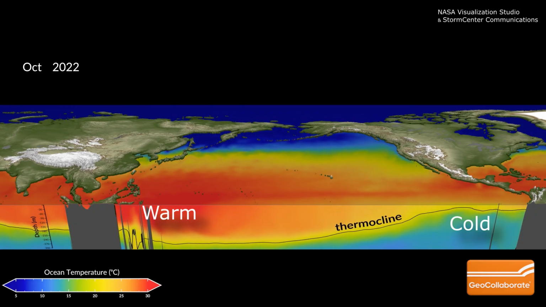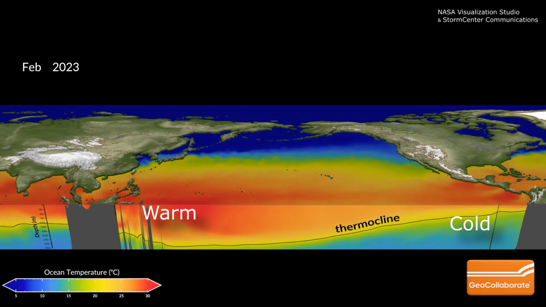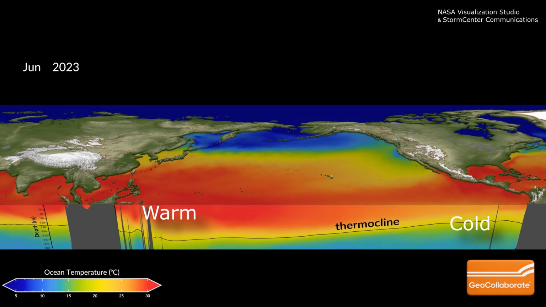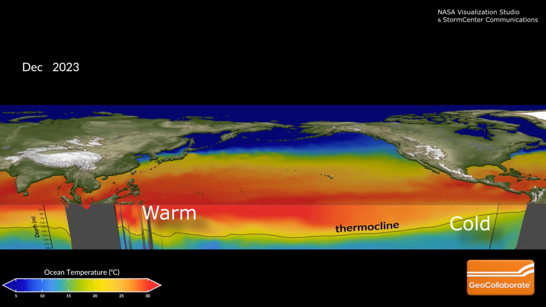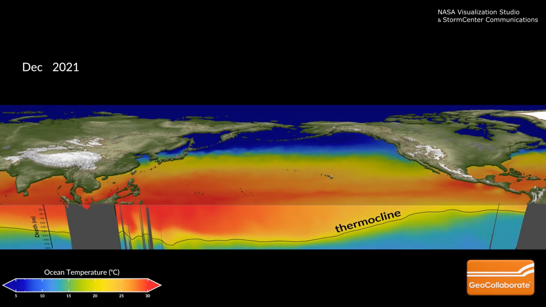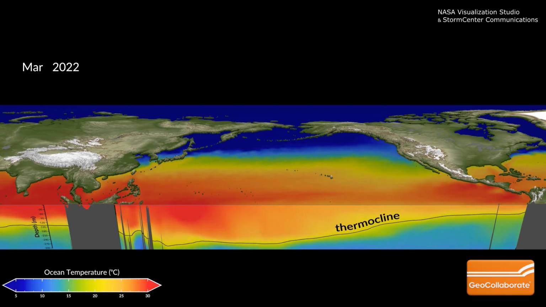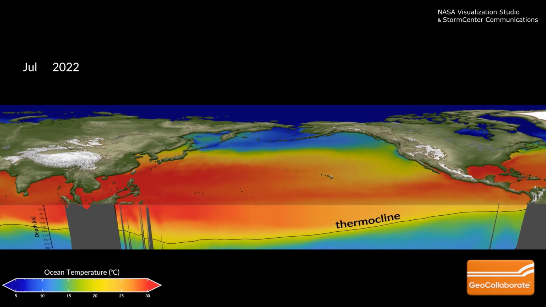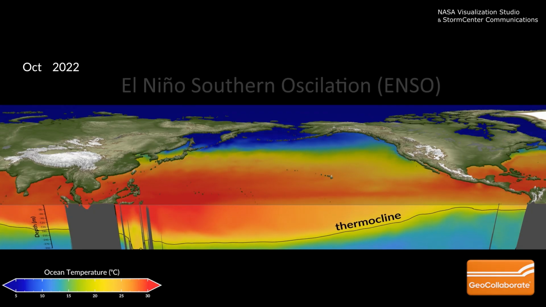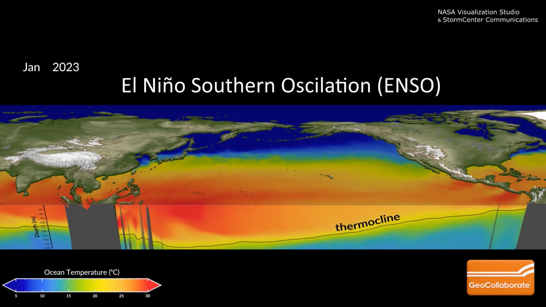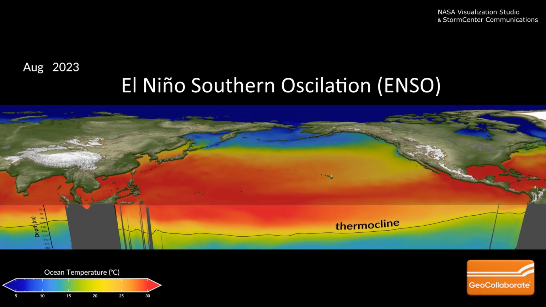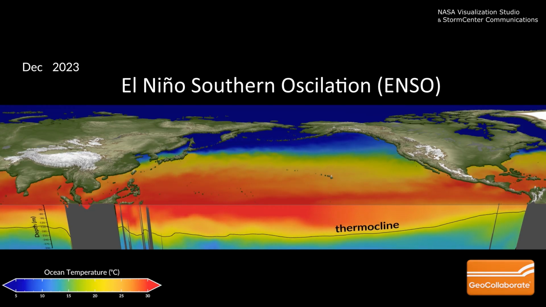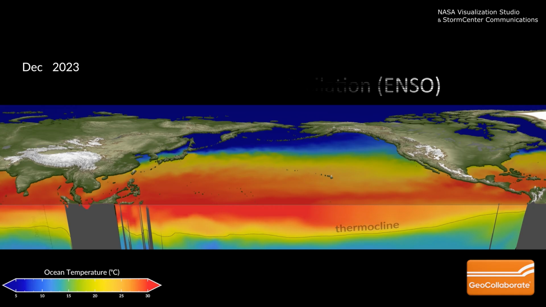Every 2 to 7 years, the warm pool of water spreads eastward into a long, shallow pool, flattening the tilt of the thermocline. This phenomenon is called El Nino. El Nino is one of the two phases of the larger phenomenon called El Nino Southern Oscillation, or ENSO. The other phase of ENSO is La Nina. El Nino is the warm phase, and La Nina is the cool phase.